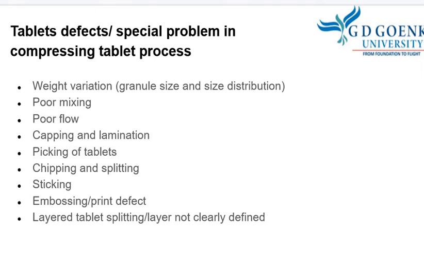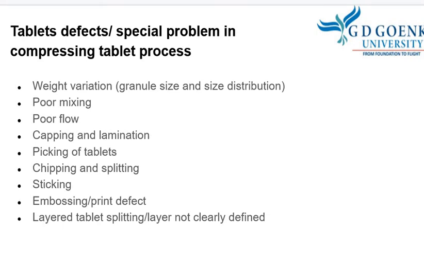Poor mixing, poor flow, capping and lamination, which means different layers are formed. They are separated during tablet compression. Picking and sticking of tablets, that means if an inadequate amount of lubricant is present, then a small amount of the surface of the tablet gets picked by the punches.